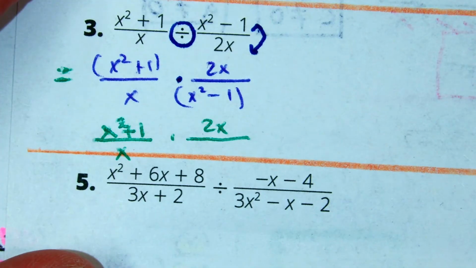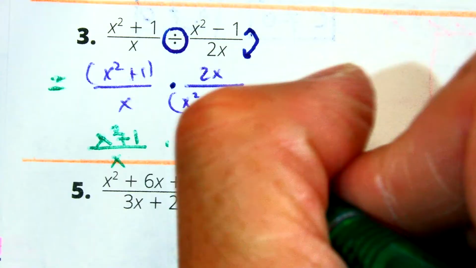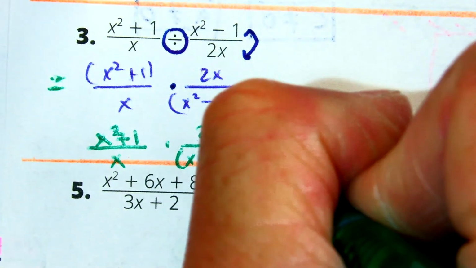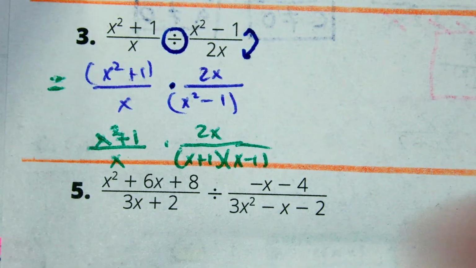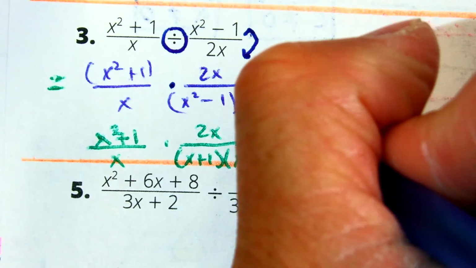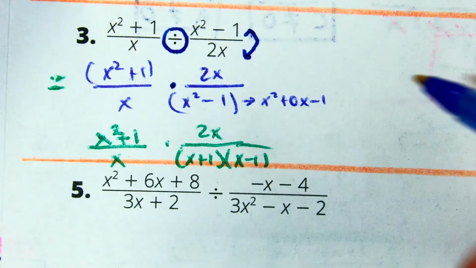Amy, when you factored x squared minus 1, what did you get? This is just like the previous problem. You have a quadratic. You're going to have to add a 0x here. So essentially this one is x squared plus 0x minus 1.